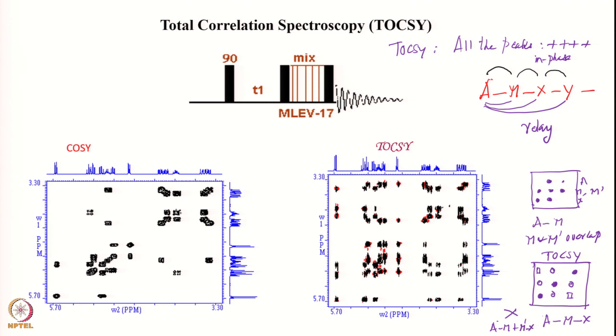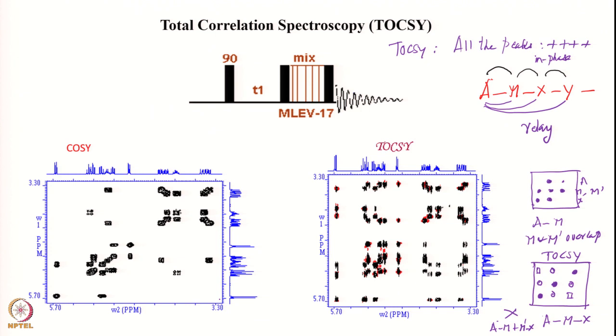In the TOCSY, all the peaks will have in phase character, that is plus plus plus plus or minus minus minus minus, whatever you want to call it, but there is no plus minus. Therefore, there will be no cancellation of intensities, okay. And that is an important factor which is extremely useful, because there is no loss of intensity.